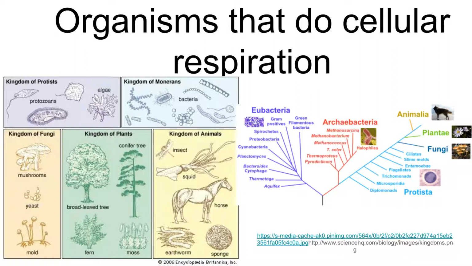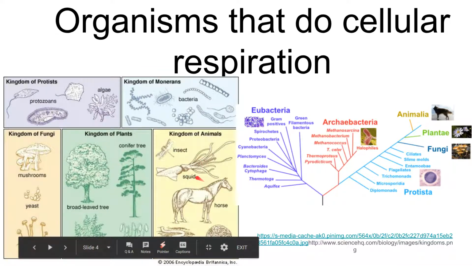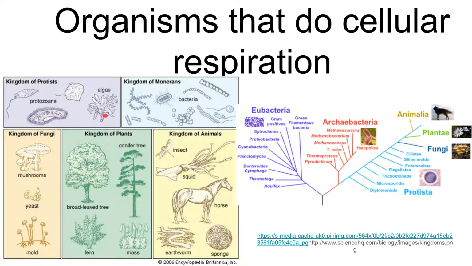So everything has to break down organic molecules, whether it's animals. I know a lot of times we think about animals doing cellular respiration. Well, so do plants and fungus and protista, the catch-all group, and bacteria and the different kinds of bacteria. They all have to break down organic molecules, so they all have to do cellular respiration in some form.